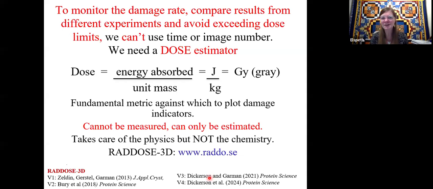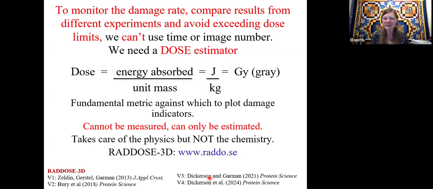I can't actually measure the dose, I can only estimate it. It's the energy absorbed per unit mass, joules per kilogram. Crystals commonly weigh about a microgram or even a nanogram, so this is quite a strange unit, but it's measured in gray, uppercase G, lowercase y. And this is a fundamental metric, and we've tried to get the field to actually plot radiation damage indicators against this metric.